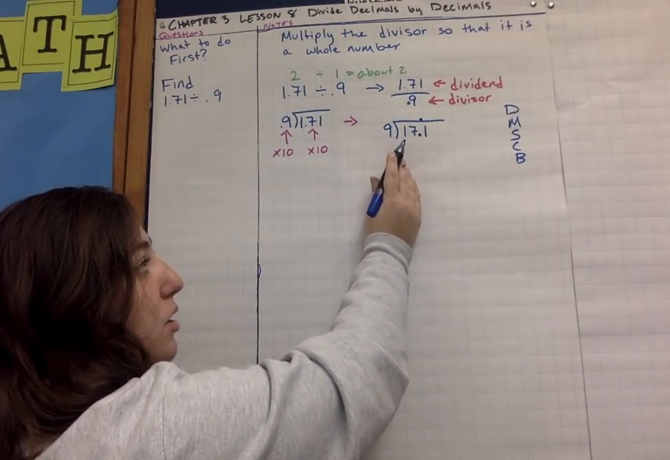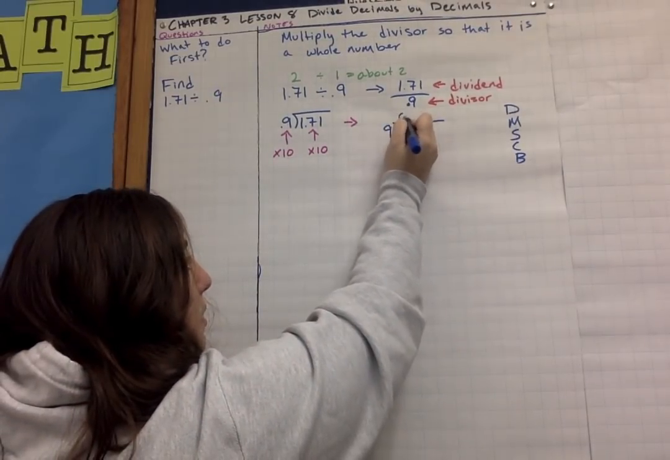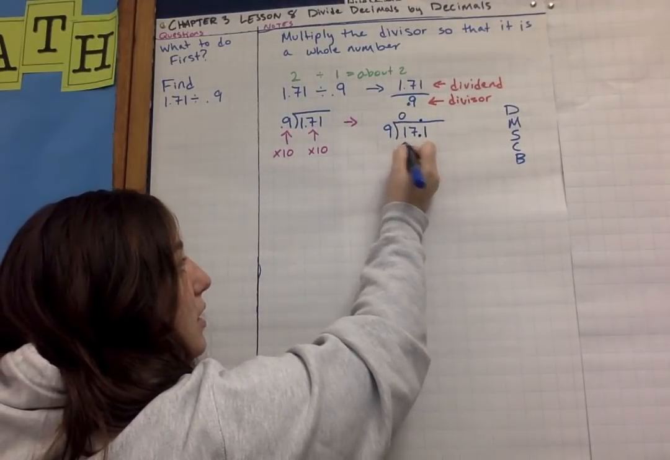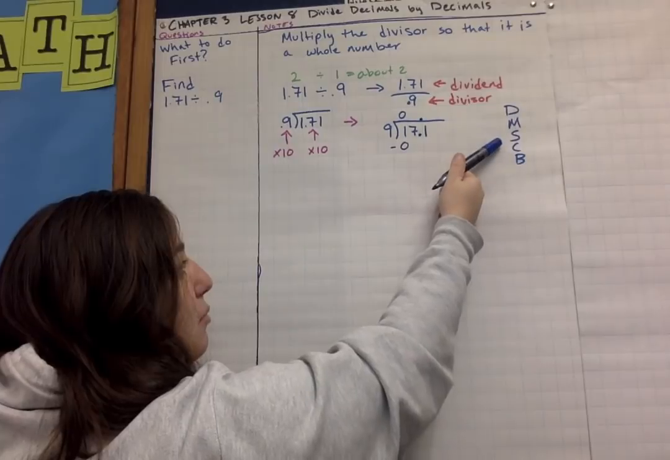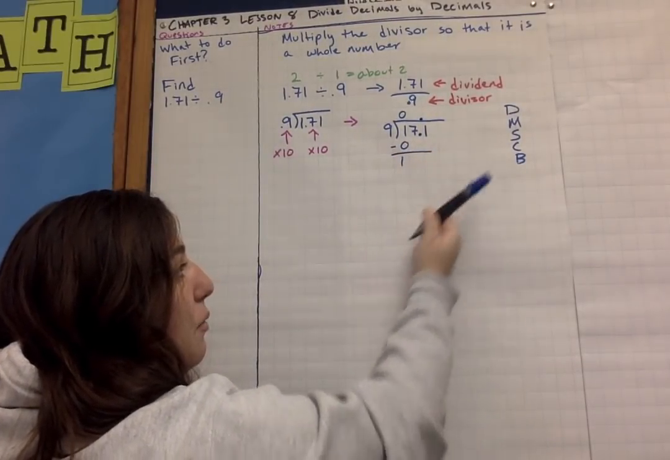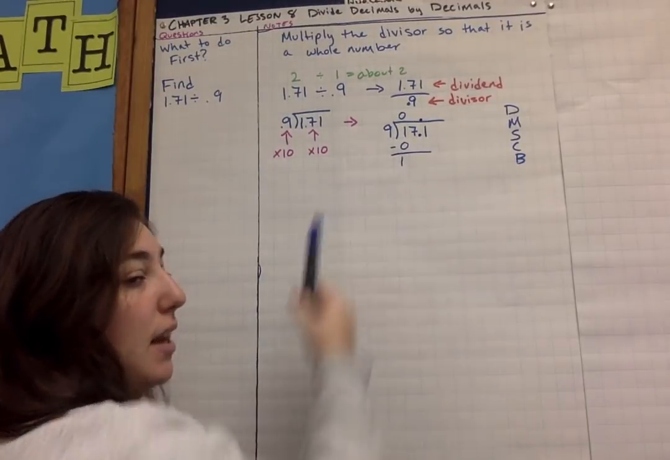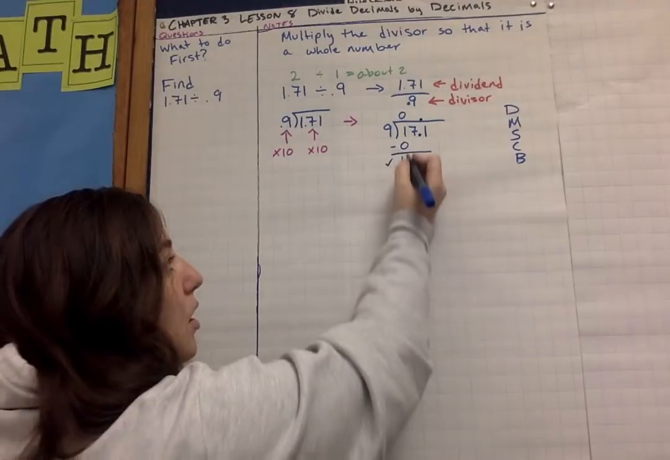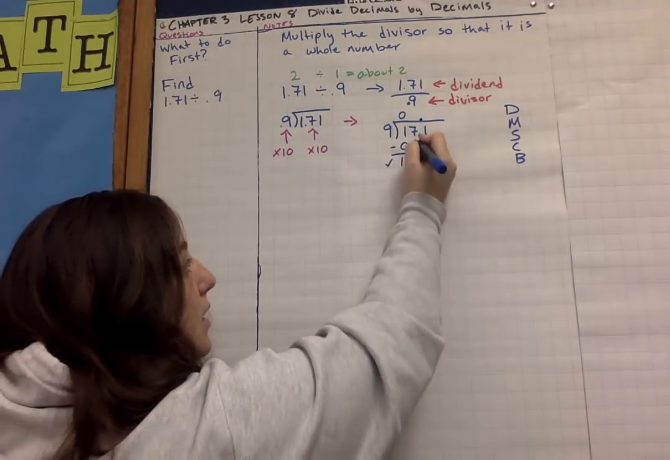So now, 9 goes into 1 0 times. So I'm going to put a 0 up here. I'm going to multiply. 9 times 0 is 0. Now I can subtract. 1 minus 0 is 1. And I'm going to check. Is 1 less than 9? And it is. So I'm going to give myself a little check mark. Now I can bring down the next number.